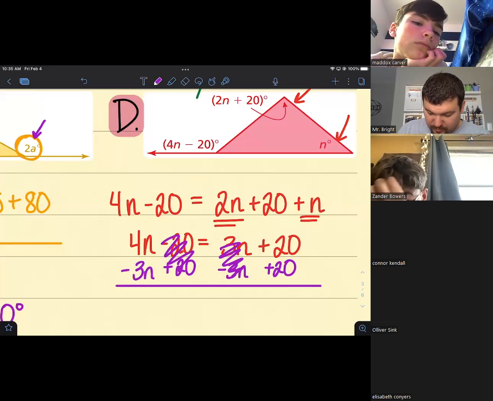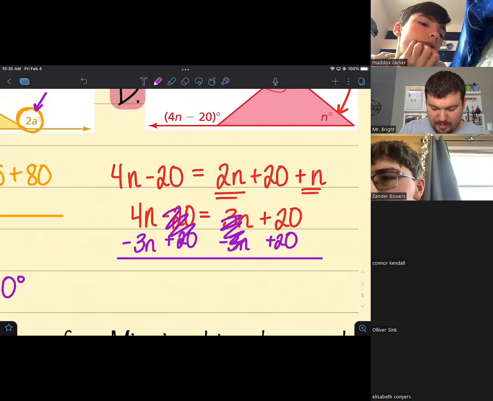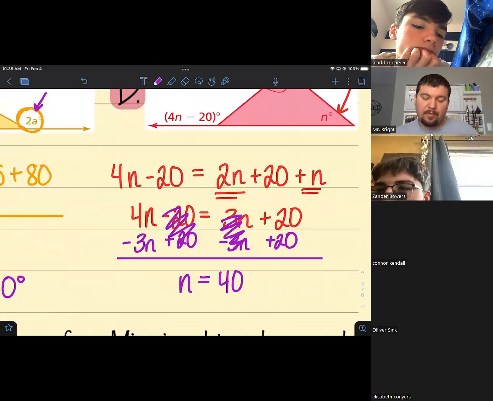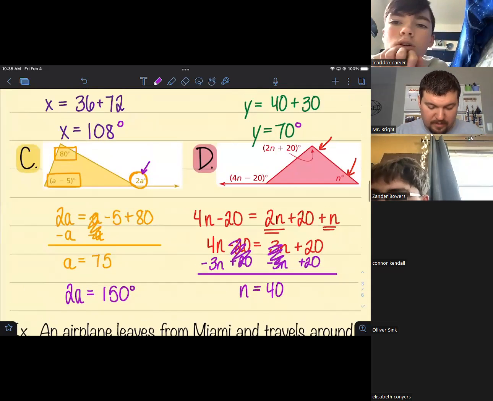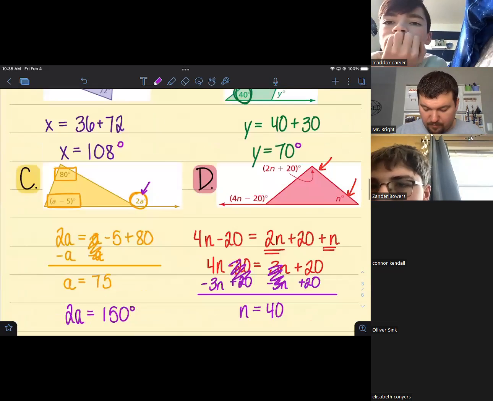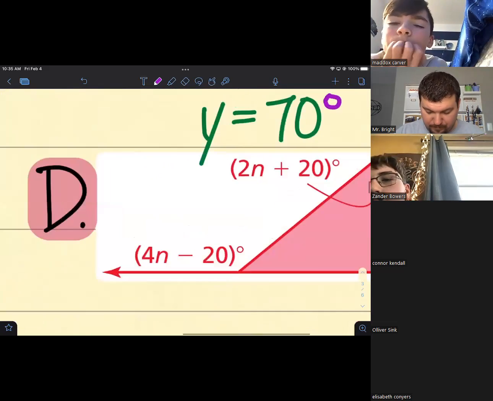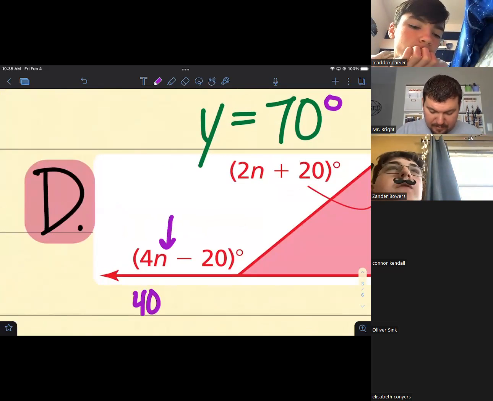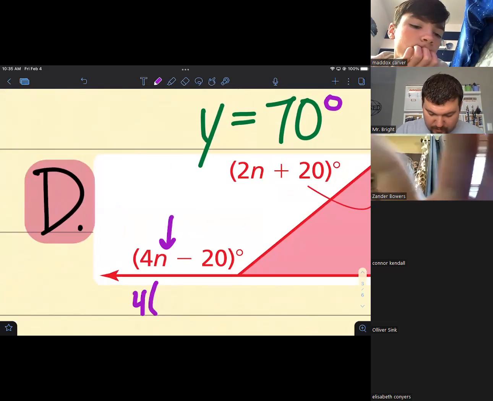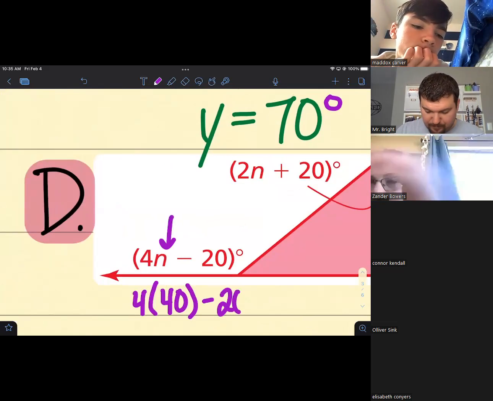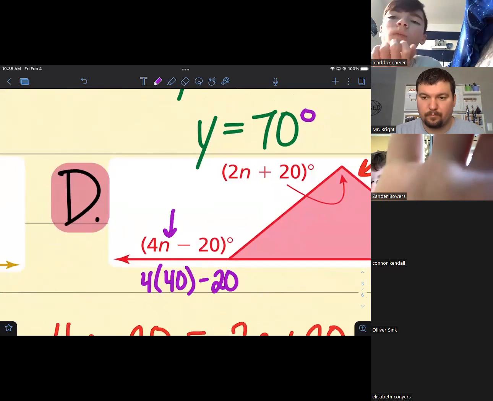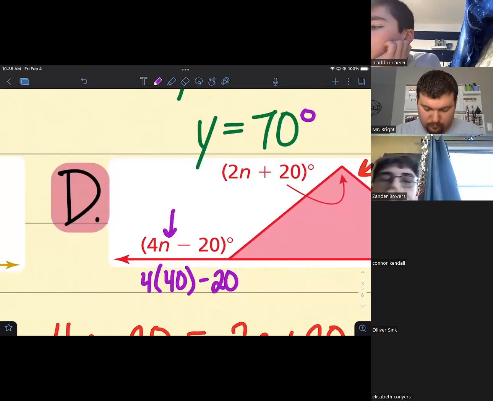So now we have this equation, which says 4n minus 3n, which is just n, and 20 plus 20, which is just 40. So once we get n equals 40, it says, what's the measure of that exterior angle? So now I need to plug 40 in for n. And so that means I'm going to do 4 times 40 minus 20. Okay. Shane, what's 4 times 40? 160. Awesome. Subtract 20 from that.